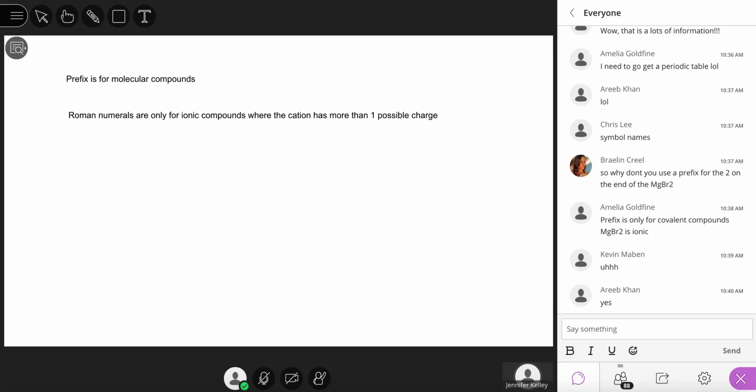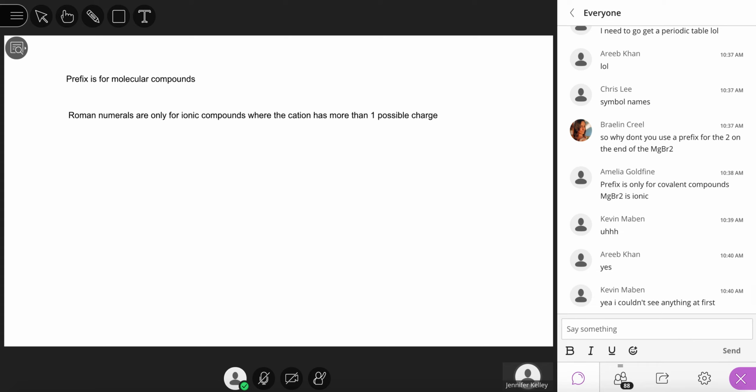Let's do some practice. Okay. So with these, you don't have to name them. I just want you to tell me, are they molecular or are they ionic? Yeah, as I'm typing, it doesn't show anything, and then when I hit enter, it pops up. So let's see. Let me give you a couple options. Molecular or ionic?